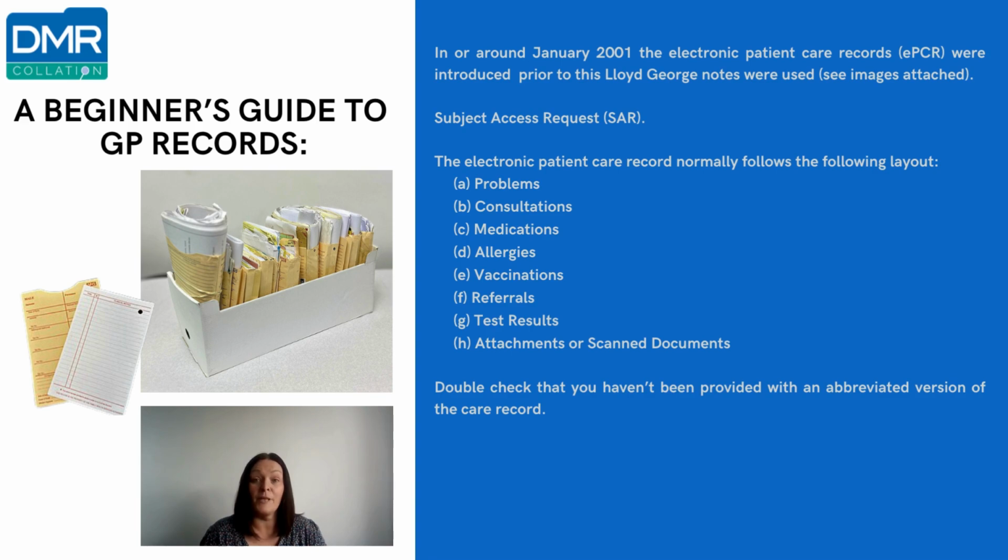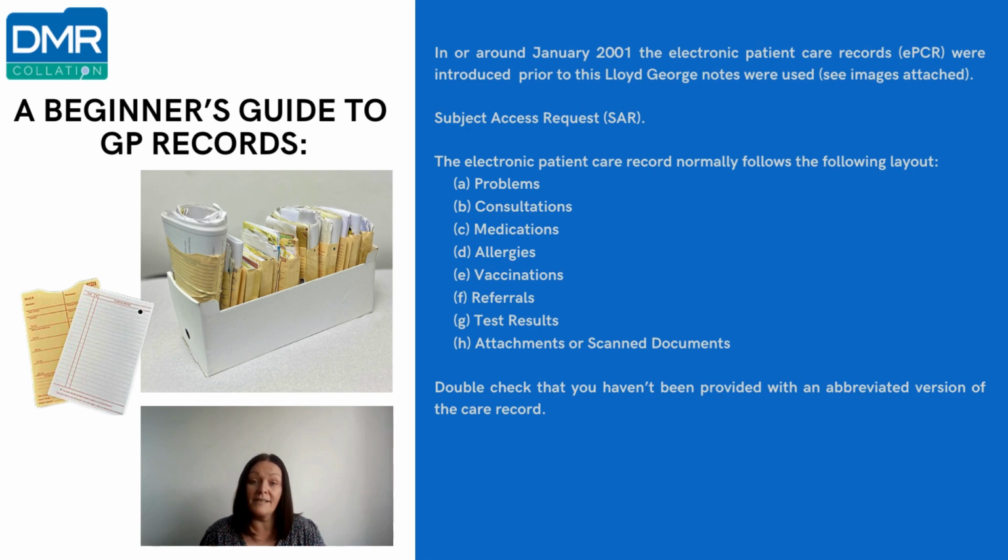When reviewing the electronic patient care record, you will need to double check that you haven't been provided with an abbreviated version of the care record. We often find issues with the electronic patient care record in that we have only been disclosed the consultation section of the records, or that the consultation section hasn't been expanded to show the full consultation notes, or even that full consultation records for the date period requested have not been disclosed.